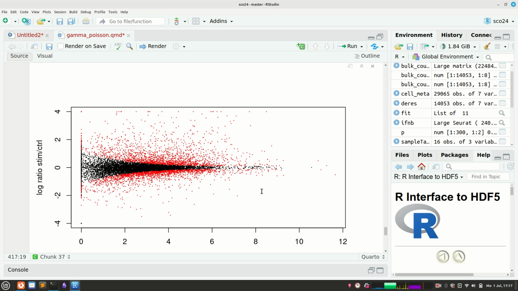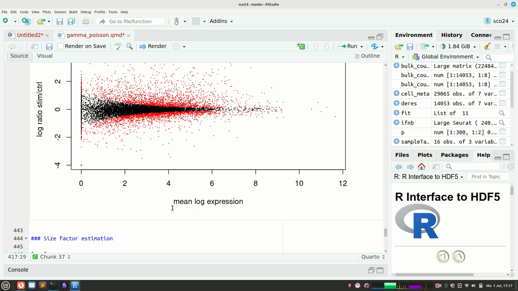Yes, exactly, it's the same plot. Nearly the same plot, except for some differences. And here you can now see the genes which go up on top or down at the bottom.